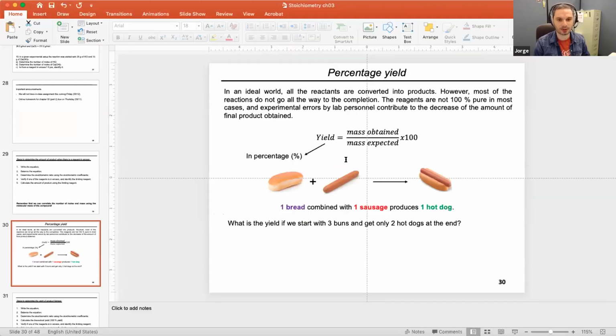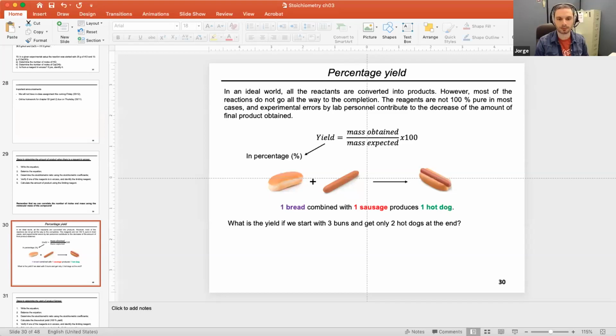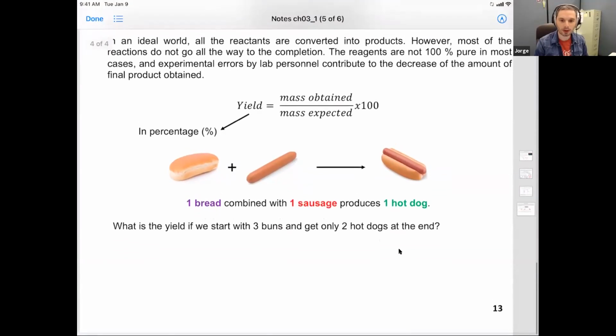So let me just switch to my other screen here really quick. Okay, so let's go back to the hot dog example. So we know that we need one bread to one sausage to produce one hot dog. So very simple reaction, 1 to 1 to 1. That's the stoichiometric ratio for all the components here. What is the yield if we start with 3 buns and get only 2 hot dogs at the end?